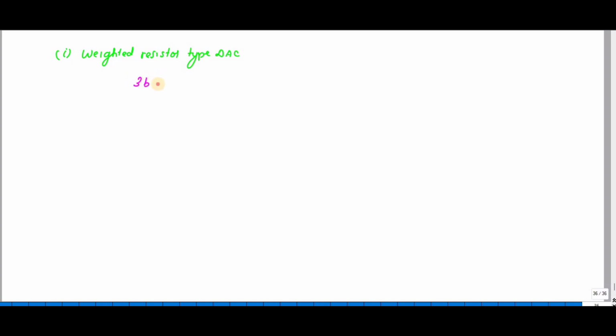Consider we are going to convert using a 3-bit DAC. Their values are B1, B2 and B3. So this is your LSB and this is your MSB. Their values are 000, 001, 010, 011, 100, 101, 110 and 111. So totally you have 8 values.